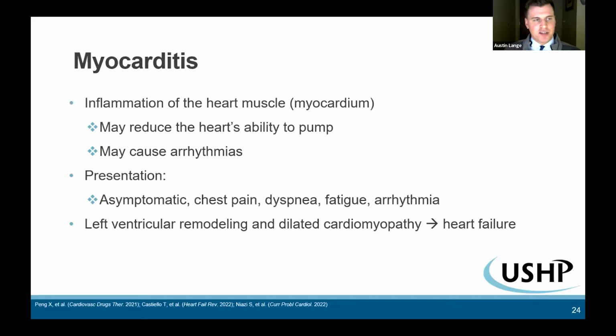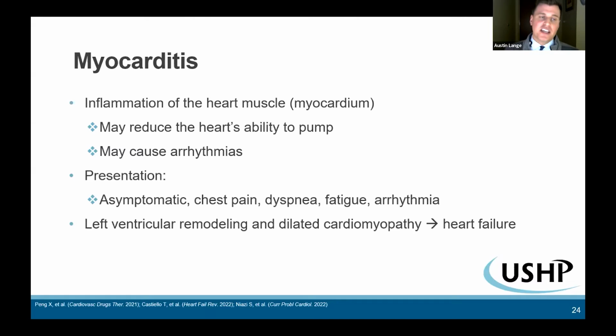So myocarditis itself is inflammation of the heart muscle, or the myocardium. And as just mentioned, it may reduce the heart's ability to pump well, and it may also elicit arrhythmias. Typically, outside of COVID-19, this comes from an infectious source, in this case COVID-19. It can also come from other types of bacteria or viruses. Also, toxic substances, as well as autoimmune disorders, can cause myocarditis. But in this case, we're specifically talking about COVID-19.